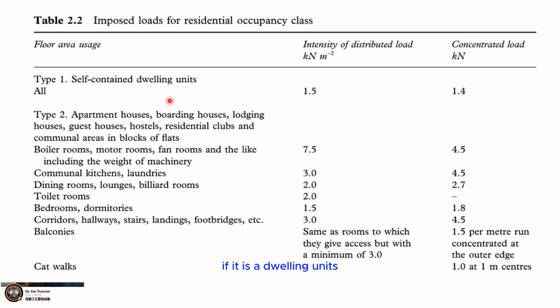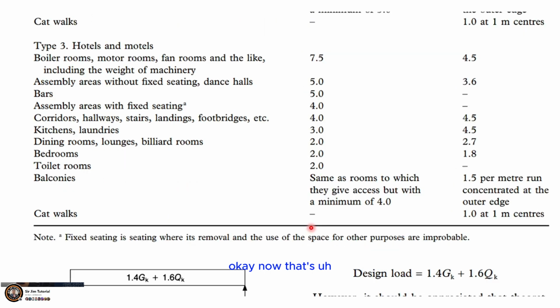If it is dwelling units, or a dining room, it's 2.0, and so forth. Bedrooms is just 1.5. Mostly for a one-way slab, in the stairs or in the hallway, you have 3.0. That could be different when you have the type 3 of your imposed load, which is for hotels and motels. Take note about it.